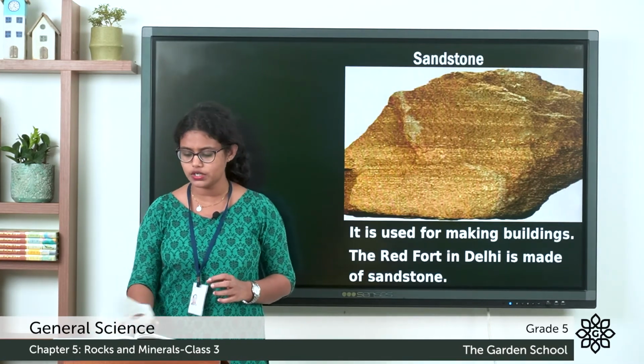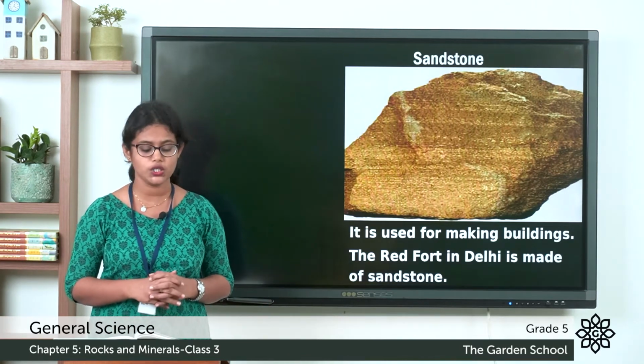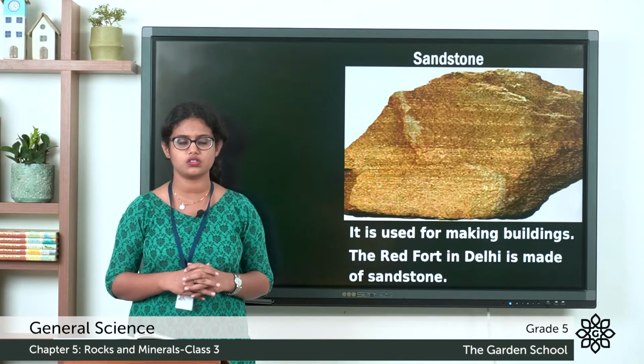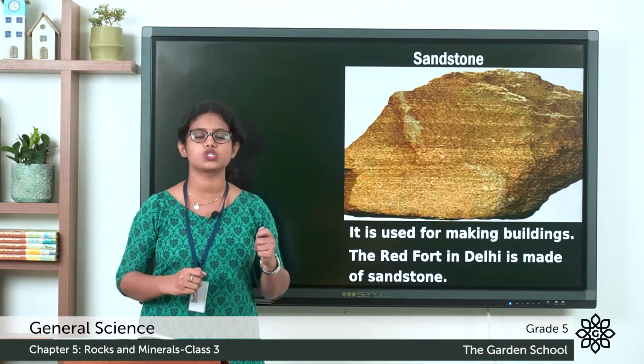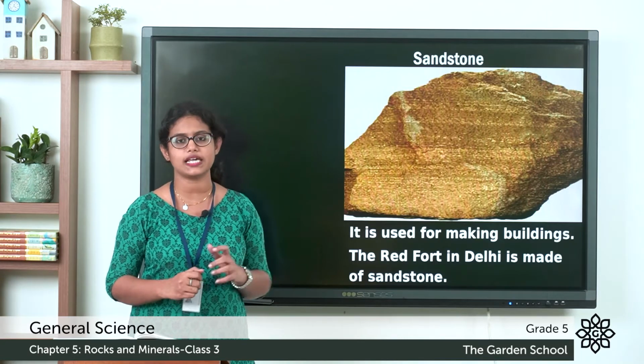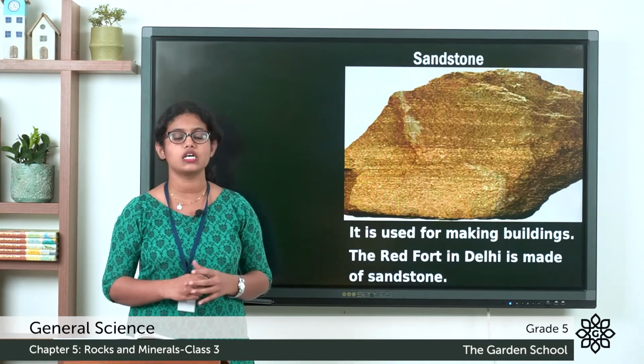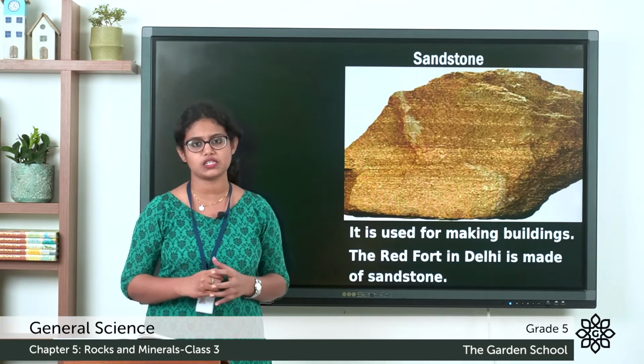In page number 62, if you take, you can see the picture of Red Fort. And you all know that Red Fort is the historical fort which is situated in the city of Delhi. And this Red Fort is made by using sandstone.